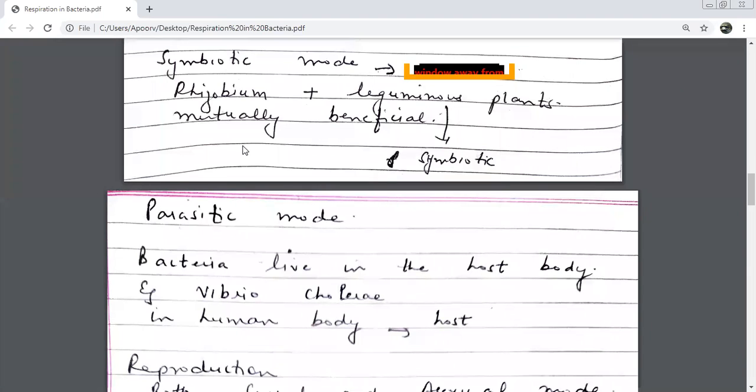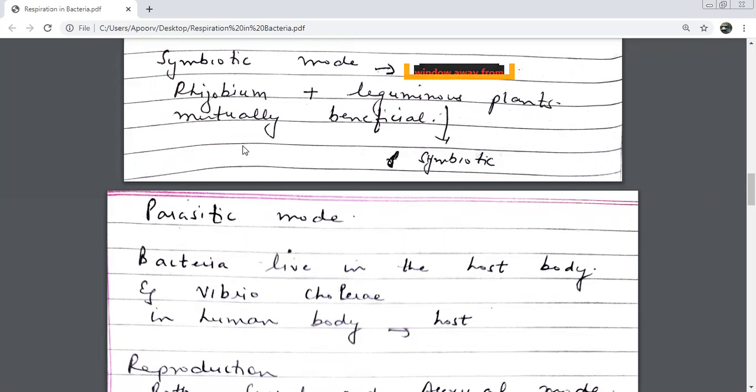Aerobic bacteria are again subdivided into two categories. Name them. Obligate aerobes and facultative aerobes. Those which can survive only and only in the presence of oxygen are known as obligate aerobes. Normally they survive in oxygen conditions, but they can also survive when the conditions are anaerobic. What are these aerobes called? Facultative aerobes. Very good.